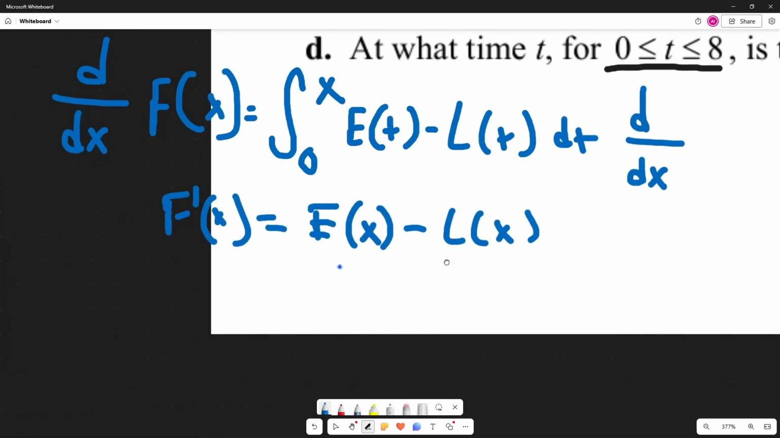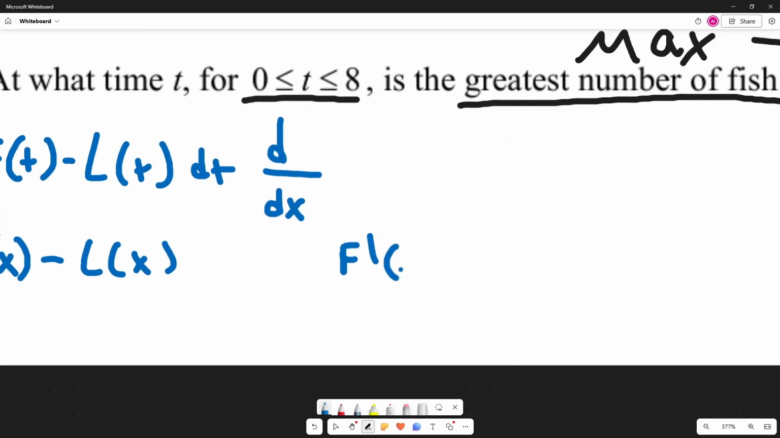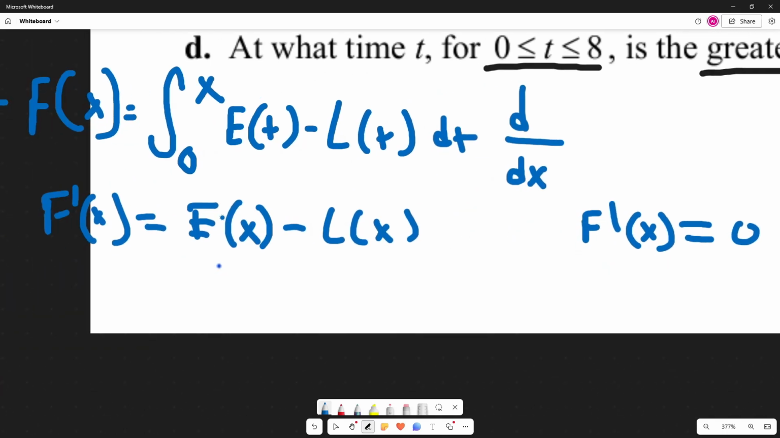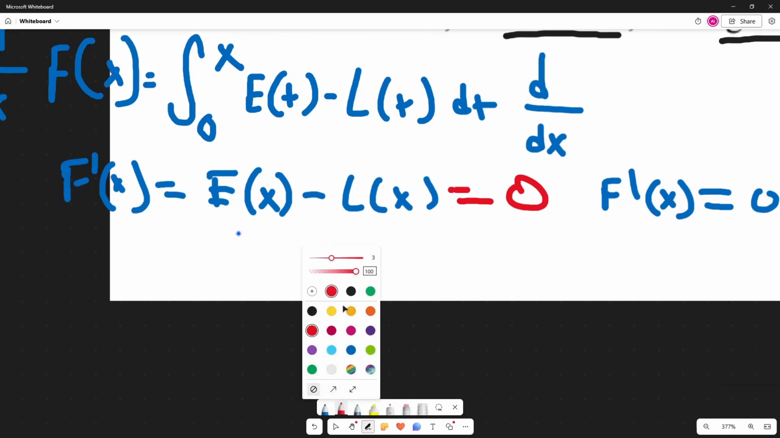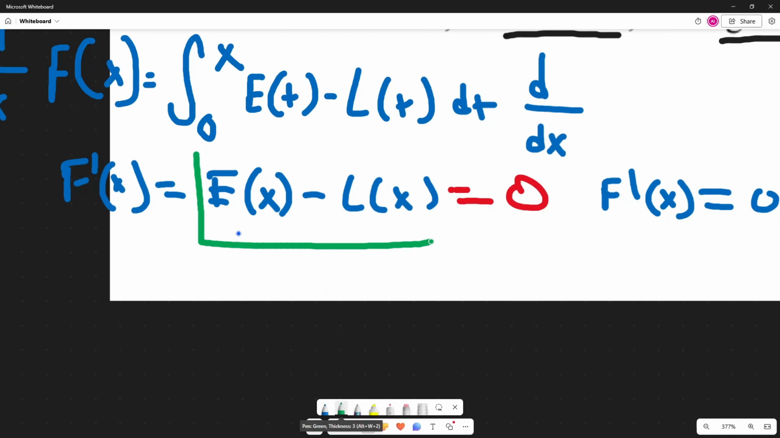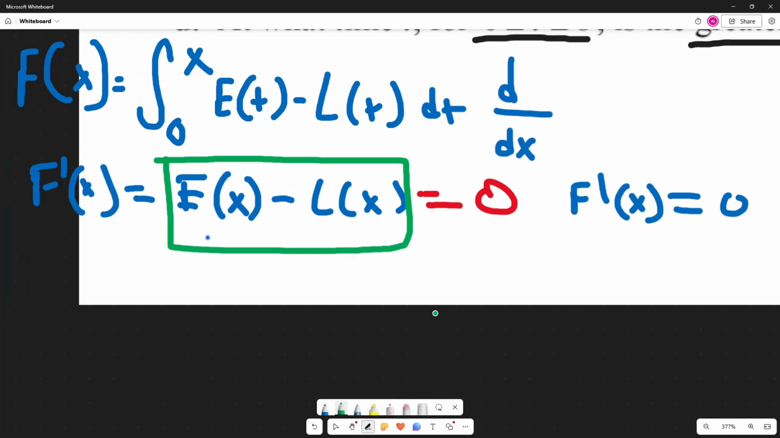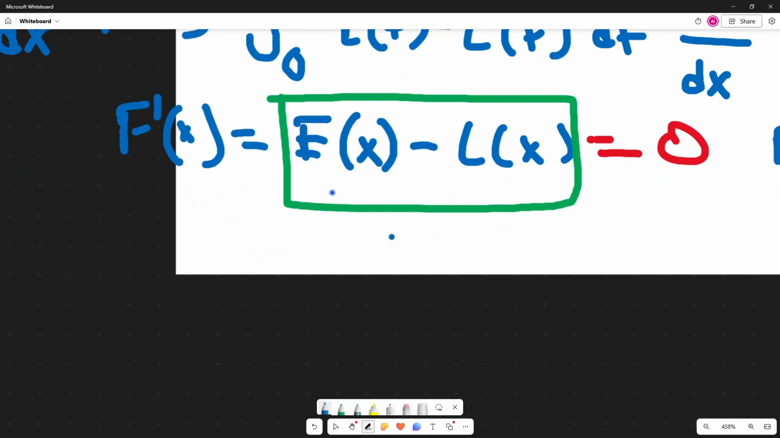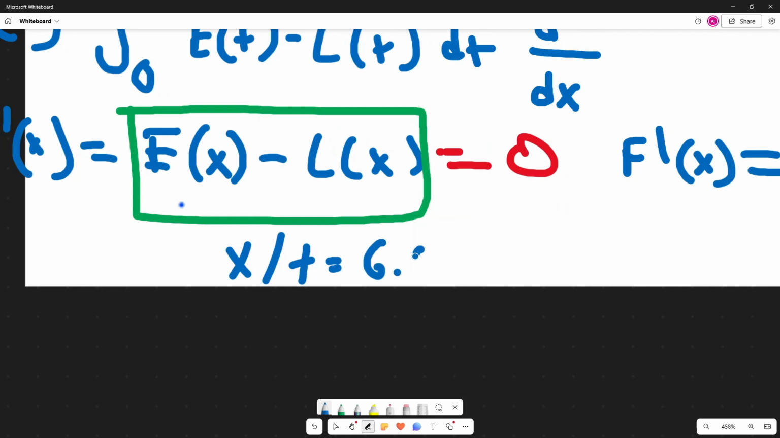I know I'm going to have to set this equal to 0. So capital F prime of x equals 0. That's the same thing as setting this equal to 0. This question is also calculator, so what I'm going to do is graph E of x minus L of x. You go to y equals, plug that in, and when you do that, you should get x, or in this case t, equals 6.0235.